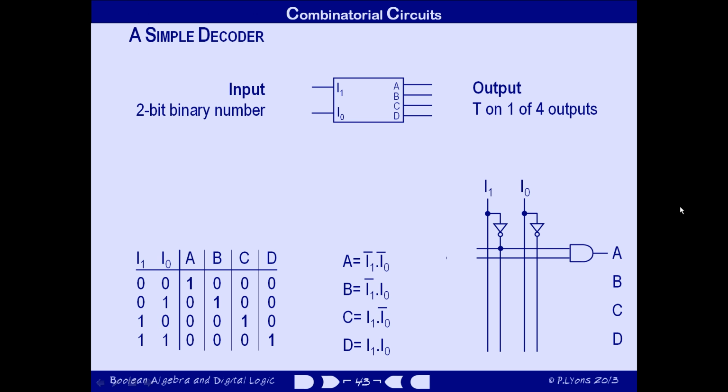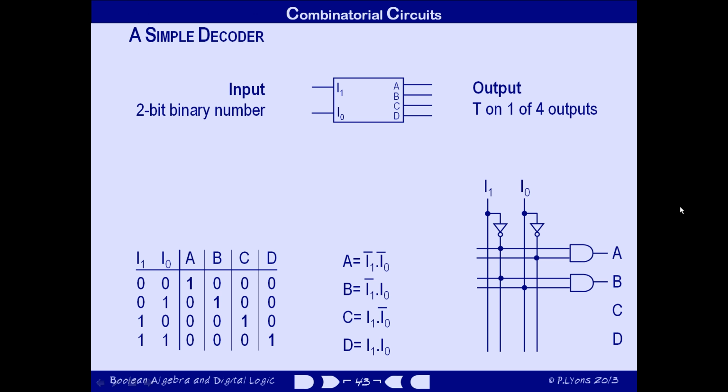Now it's just a case of adding the AND gates to the circuit diagram. Output A is a single term, so it involves only a single AND gate that detects when both I1 and I0 are 0. So it gets connected up to wires carrying the inverse of I1 and the inverse of I0. Each of the other outputs is also generated by a single AND gate. This is output B, which is not I1 and I0.